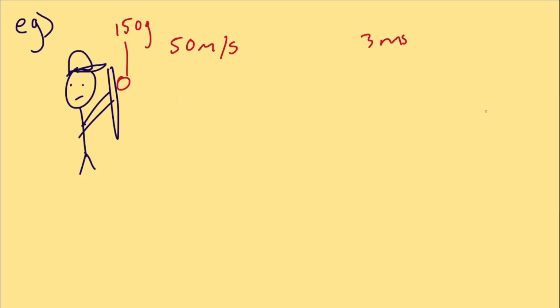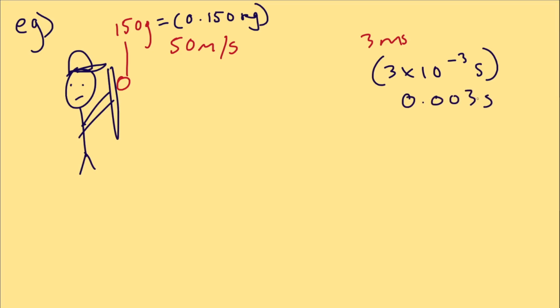Okay, first we have to do some unit conversion. 150 grams is 0.150 kilograms. And 3 milliseconds is 3 times 10 to the power of negative 3 normal seconds, which is 0.003 seconds. And what are we looking for? We're looking for the force on this ball. And we have the mass and the velocity. So let's use our new formula.